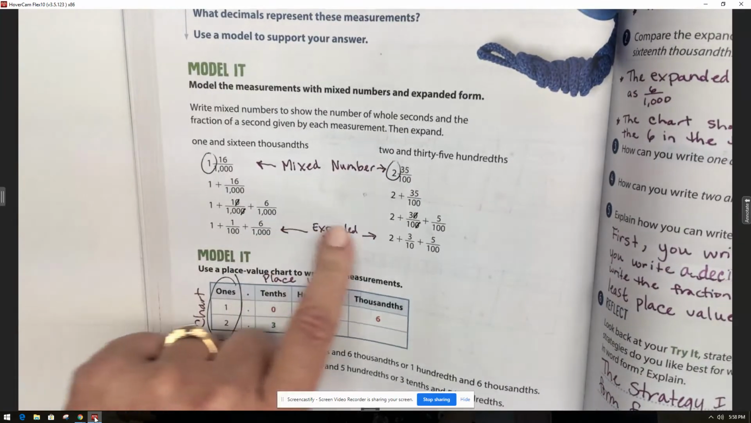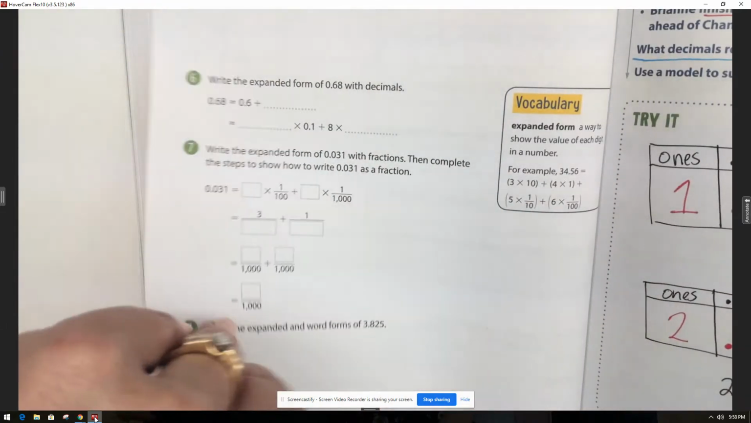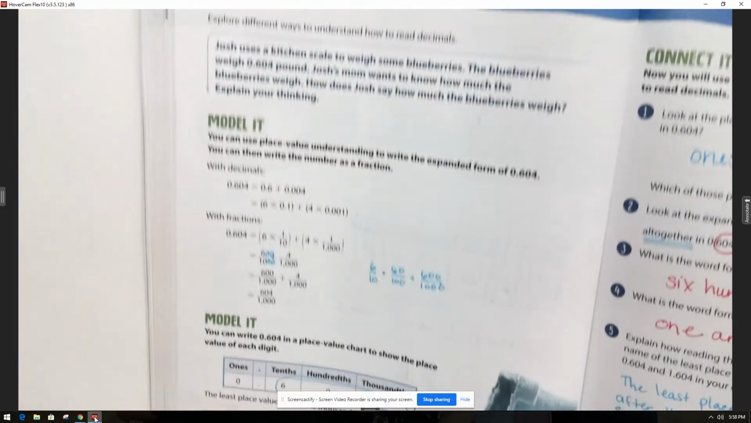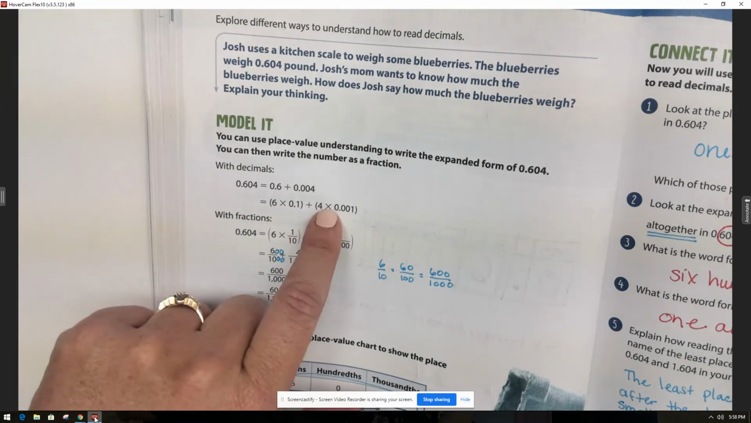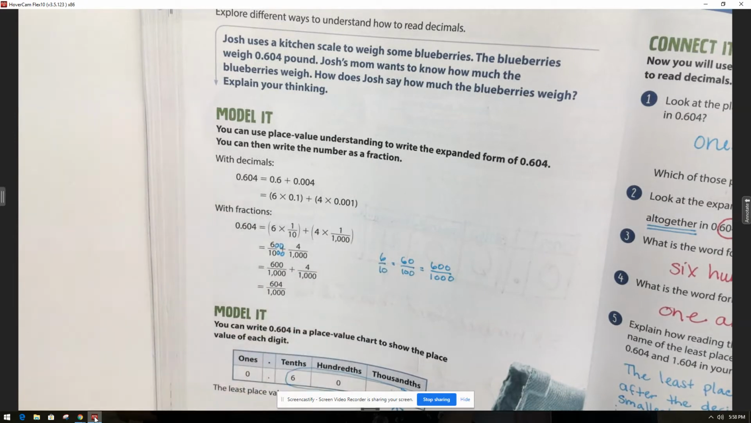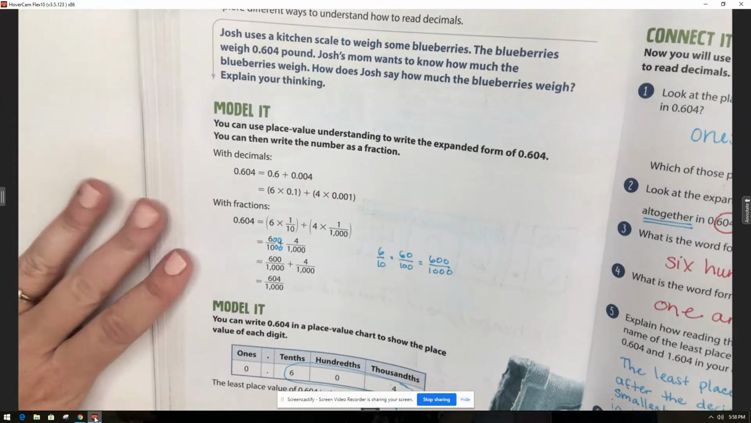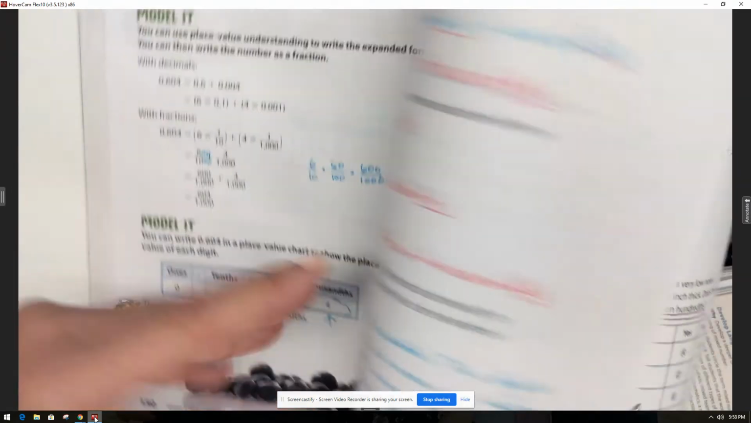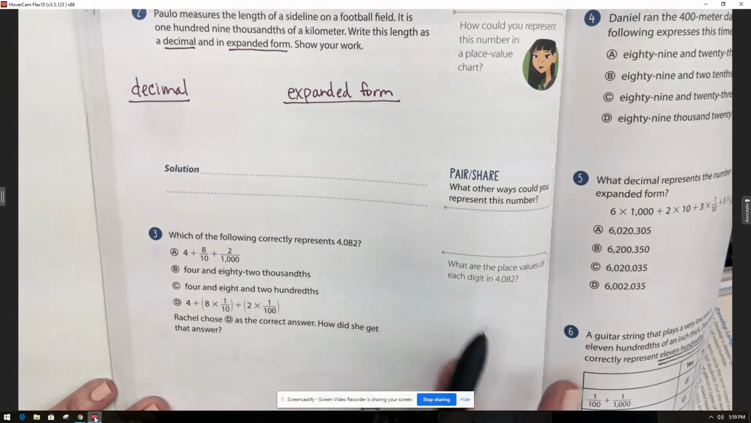156. You can see expanded form here written as a fraction. If you go back to page 150, you can see expanded form as a decimal 2 ways, or expanded form as a fraction in a way different than on the other page we just looked at. So both of those pages, 150 and 156, will show you a review of expanded form if you don't remember how to do that.